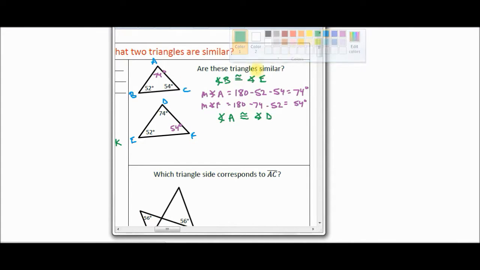Based on the information that we just found, we can conclude triangle ABC is similar to triangle, let's make sure you match it up correctly. A matches up with D, B matches up with E, and our leftover letter is F. So triangle ABC must be similar to triangle DEF by the AA theorem.